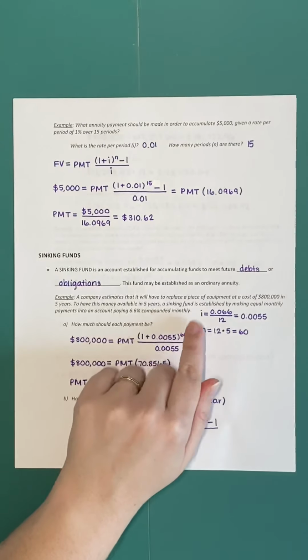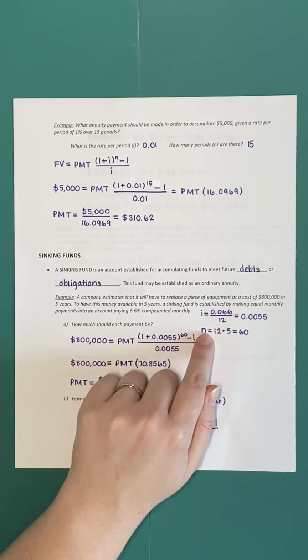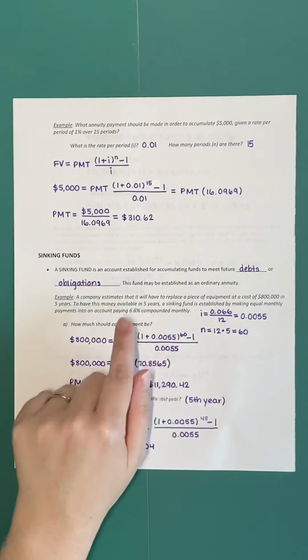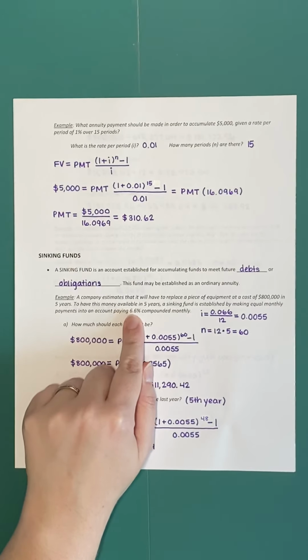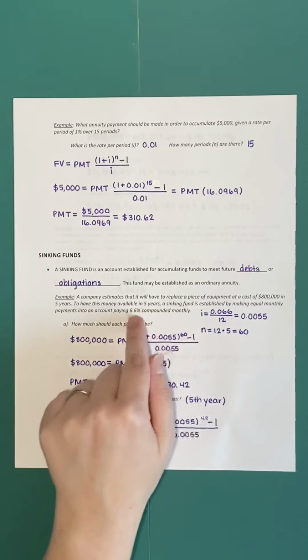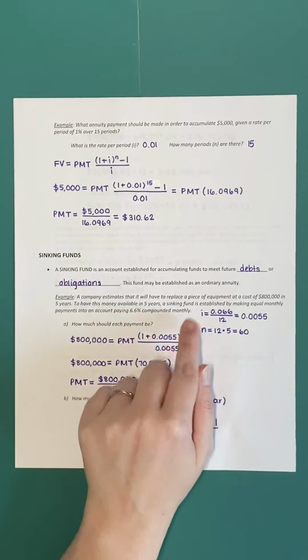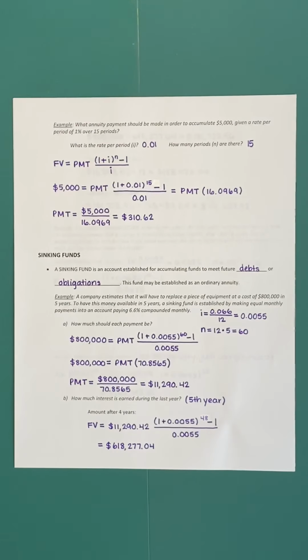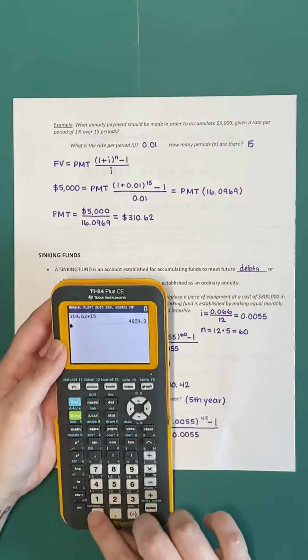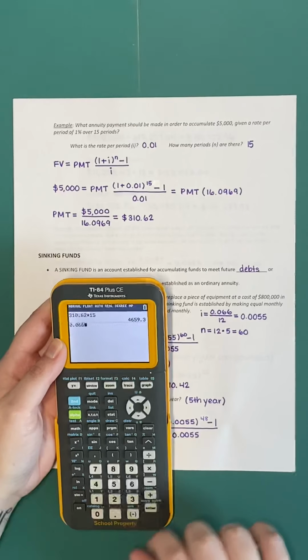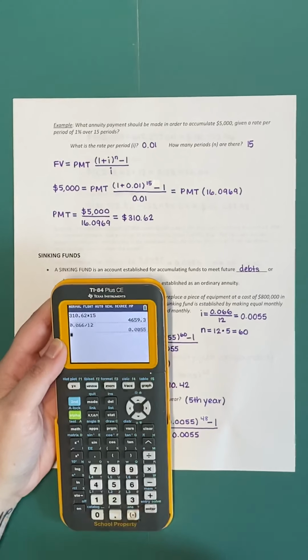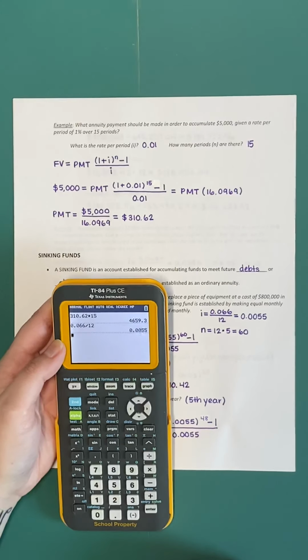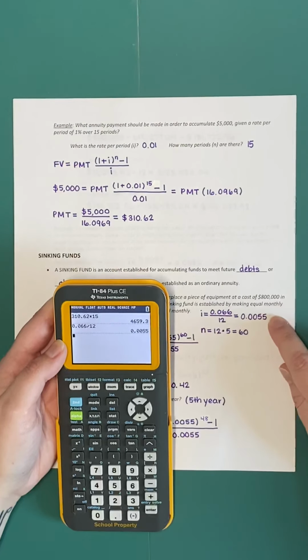So we want to start with I, and we want to start with N. So I, remember that's going to be our annual rate, 6.6%, but we're compounding monthly. So we're dividing that rate into 12 parts. So let's see what happens when we do that. 0.066, we're dividing by 12, and that's going to be our interest rate. So 0.0055, that's our rate per period.